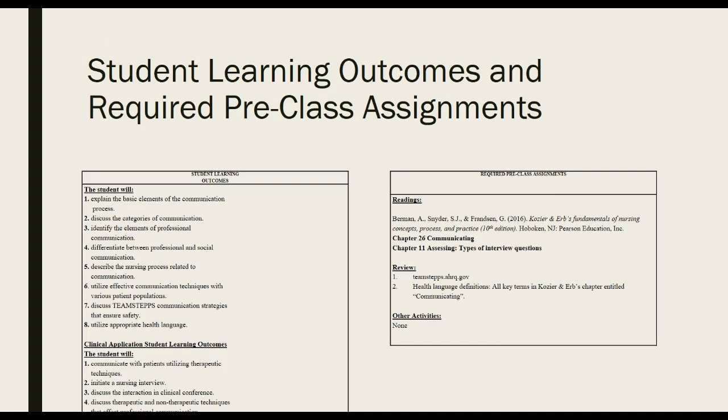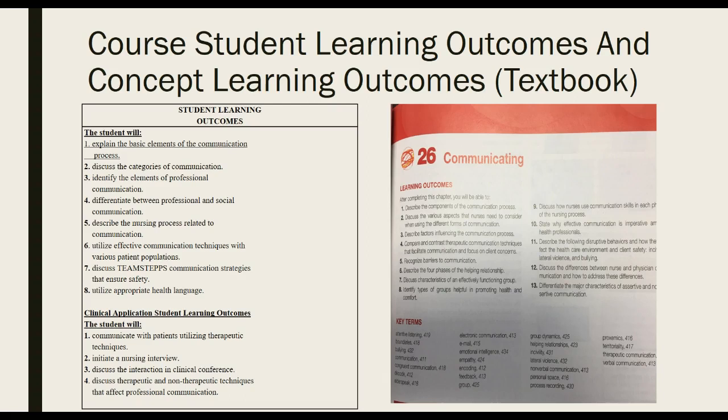We'll begin with, as I mentioned, these are things we went over already. It identifies the 8 outcomes that you need to do with the student learning outcomes, and then the required pre-class assignments. So we look at your textbooks and use a comparison here.